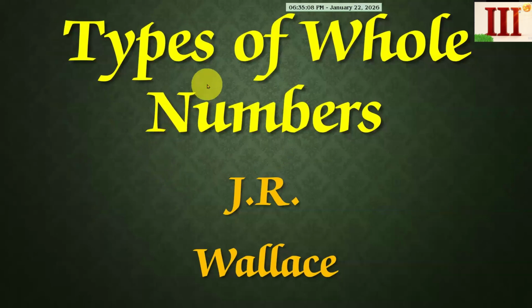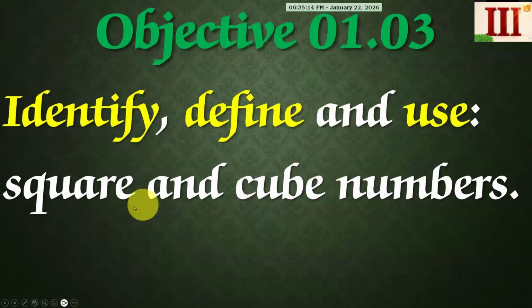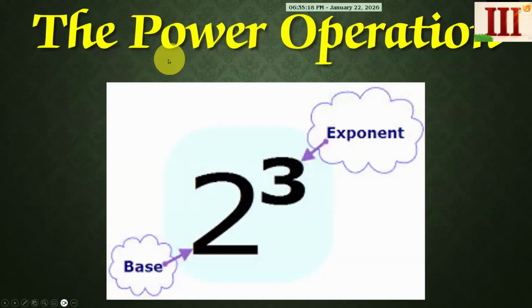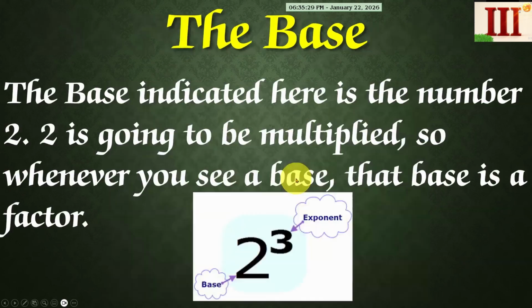All right, so now we want to continue looking at the different types of whole numbers. And this time we're going to be looking at squares and cubes. So we need to understand the operation known as the power. So this is the base. 2 is our base. And this is the exponent. 3 is the exponent. So the base indicated here is the number 2.